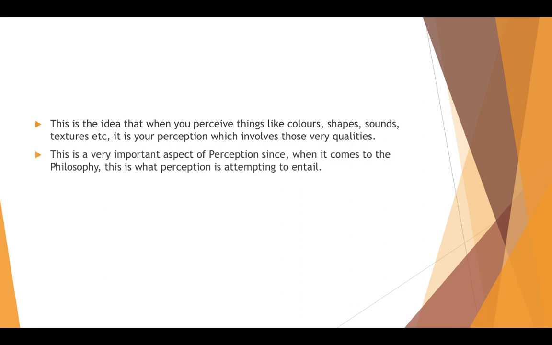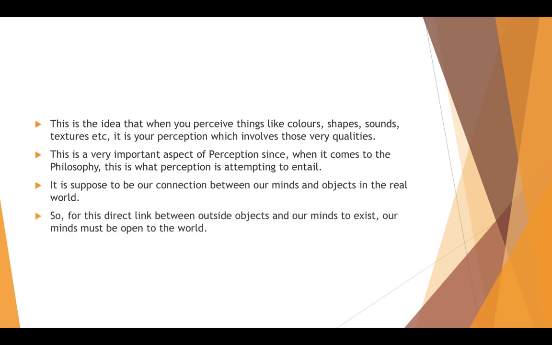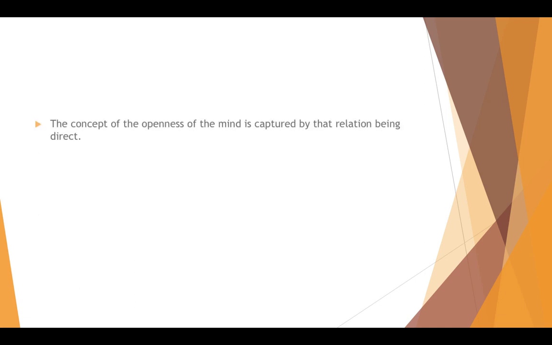So this is a very important aspect of perception when it comes to philosophy, that this is what perception is attempting to entail, okay? It is supposed to be our connection between minds and real objects in the real world. So for this direct link to outside objects and our minds to exist, our minds have to be open to the world. So this openness to the world has to be true if we're to accept that when we perceive something, we have a direct link to that thing, okay? If that makes sense.